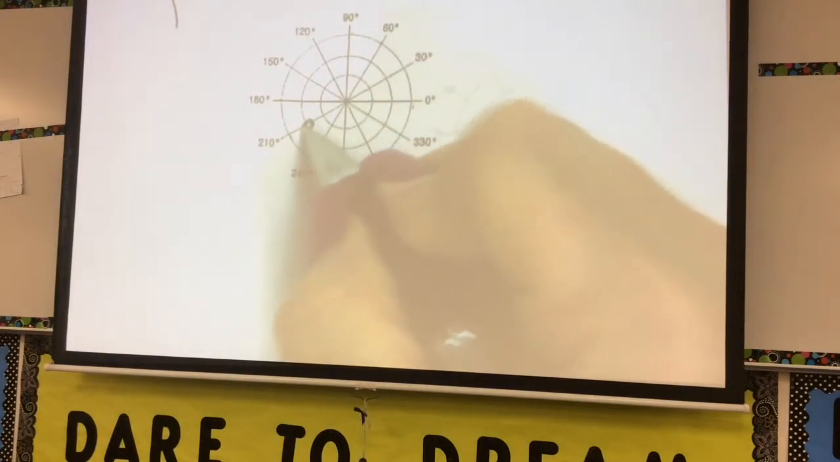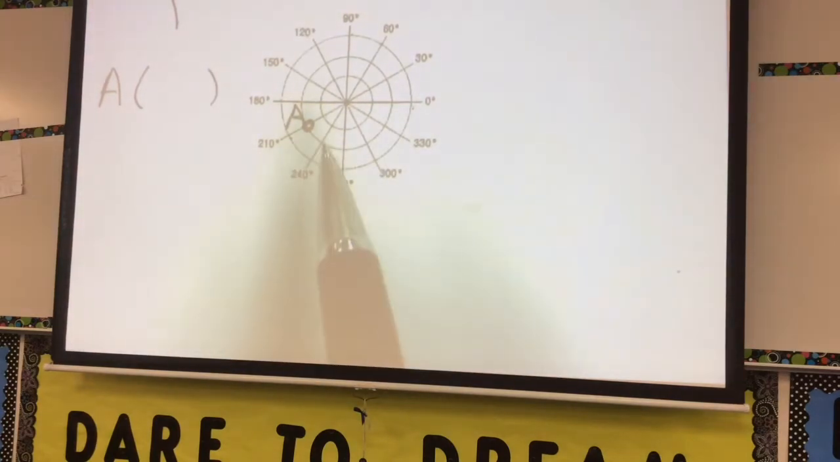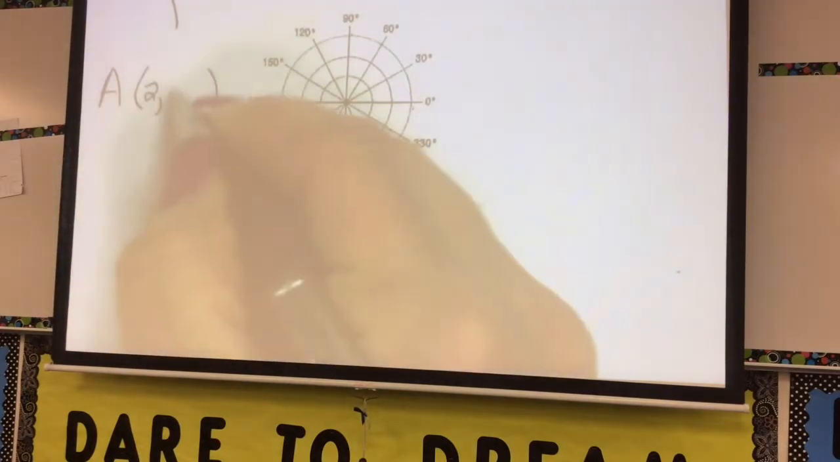So I'm going to call this A. And what I'm going to ask you to do is to come up with some other versions of an ordered pair, polar coordinates, that land on this same A. Now when you name polar coordinates, remember that the r comes first and the angle comes second.